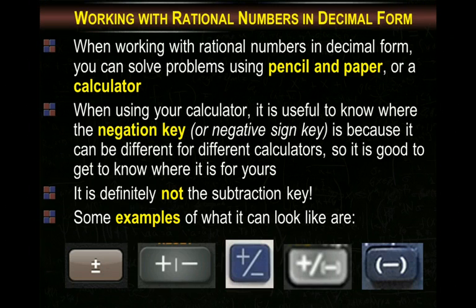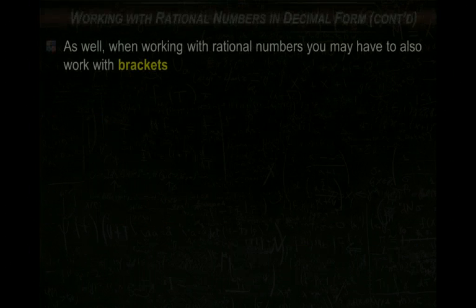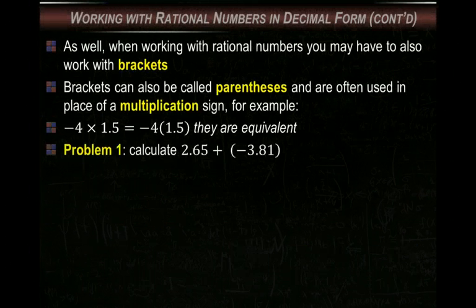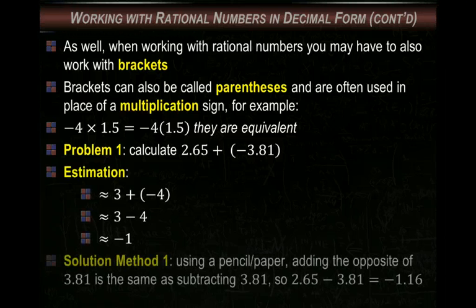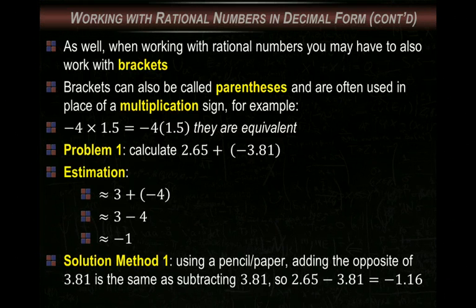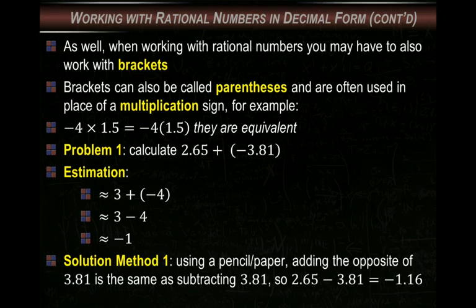It's useful when doing these problems with a calculator. You know how to operate it. And we'll try an example of that in a minute. The other thing that might be useful to you on your calculator is the ability to work with brackets or braces or parentheses. All those words mean the same thing. So for example, negative 4 times 1.5 is equivalent to negative 4 bracket 1.5. Now, this can get tricky.